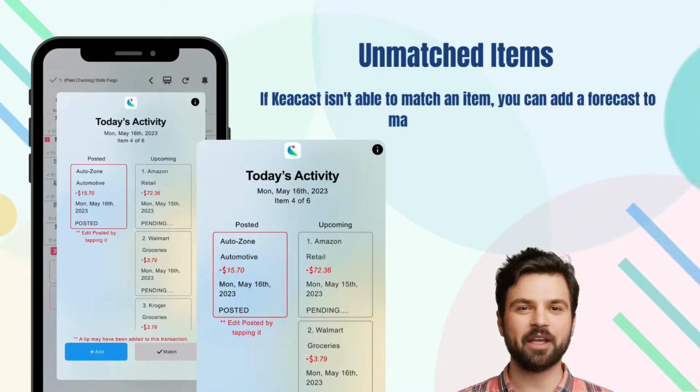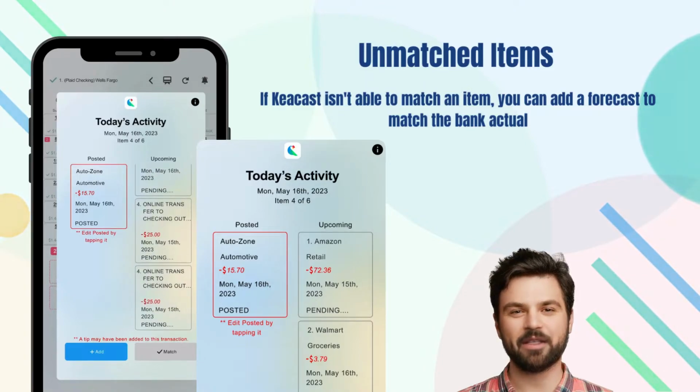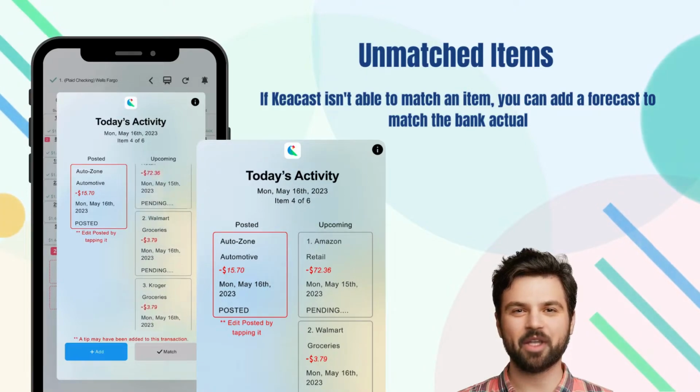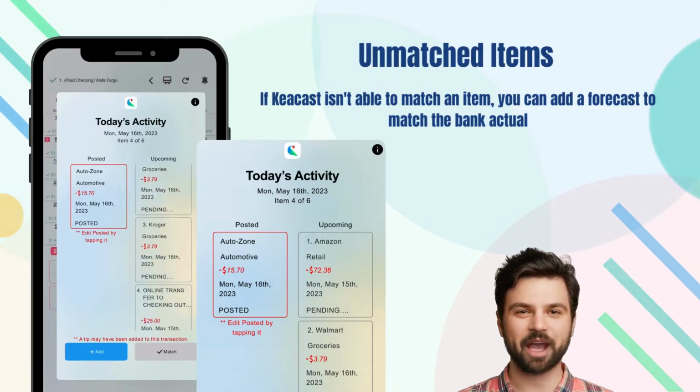The bank actual on the left could not be auto-matched. So Keacast shows a list of forecasted items which allows you to select a matching item. Notice the add button is pre-selected at the bottom. If there isn't a forecasted item to match the bank activity, then you select the add button.